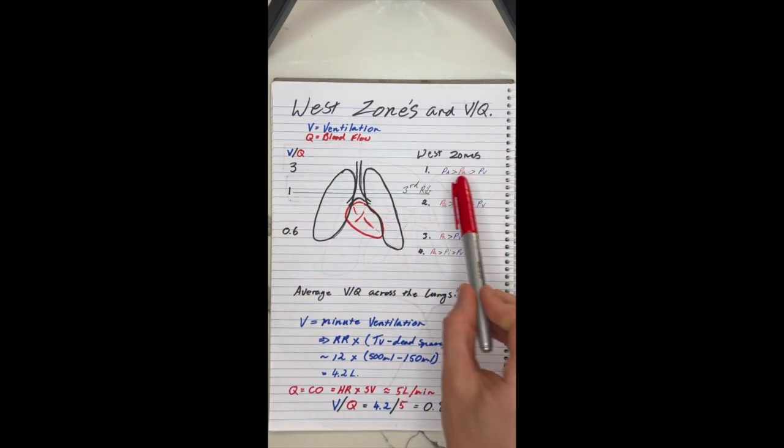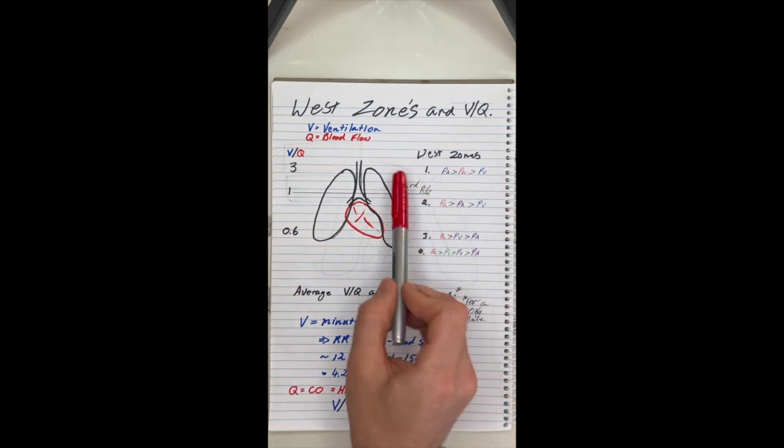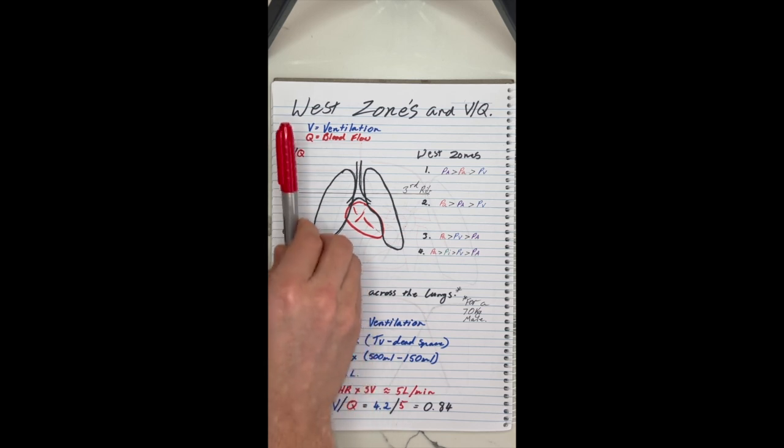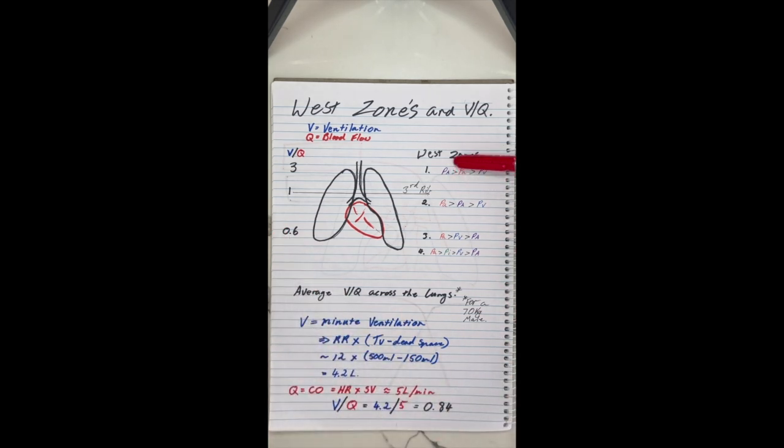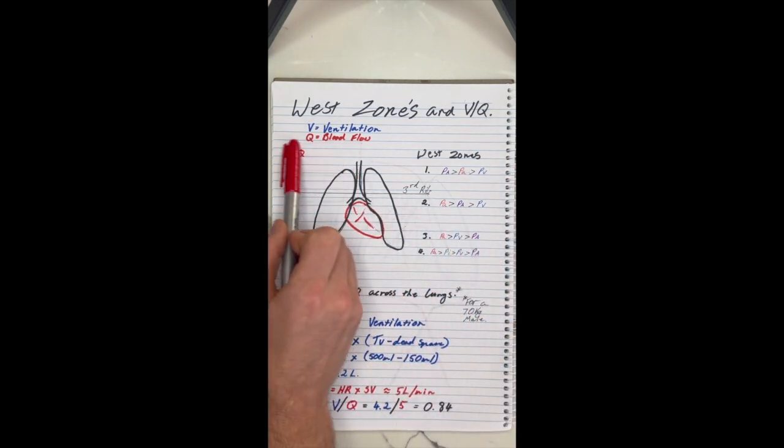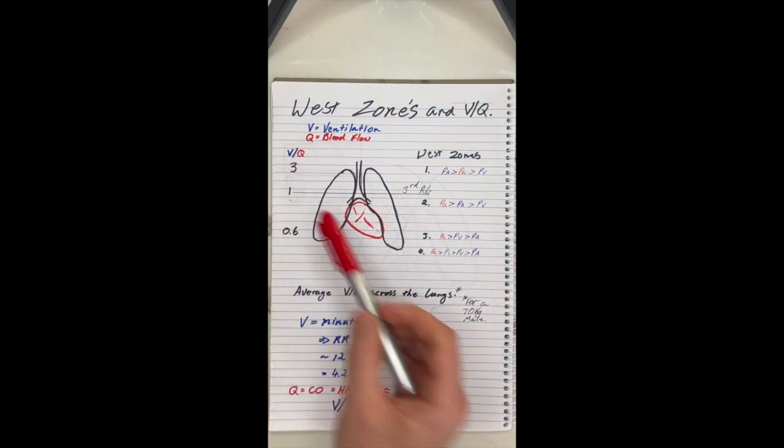Within West Zone 1, the alveolar pressure is greater than arterial pressure, greater than venous pressure. This is because of the weight of the lungs and also the fact that a column of blood in upright lungs will have less pressure at the top compared to the bottom. Because of this, there's more ventilation into the alveoli than there is blood flow, meaning that you have a higher VQ ratio as represented here.